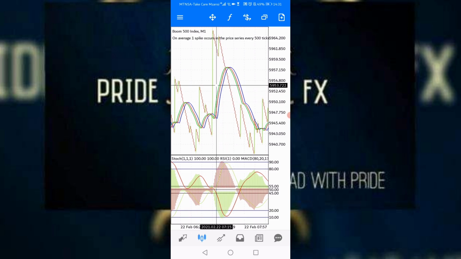Okay, so whatever I'm showing you here is just a reversal or vice versa of what would happen on your Crash chart. Okay, so for Boom, we're only looking for sells, and for Crash, we're only looking for buys. We're not focusing on the spikes of the market.